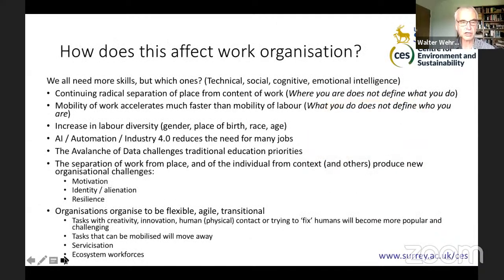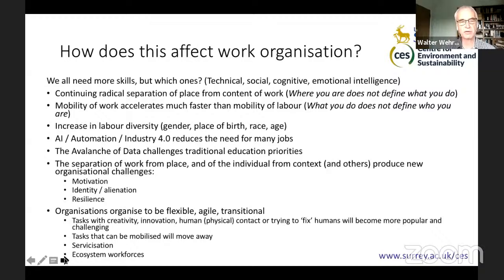How this affects work organization, I think is fairly straightforward. We need more skills, and all the future of work reports that I've been pilfering in the last couple of weeks to prepare myself for this show say that we need a lot more skills. Most of the not so good reports then say, yeah, then everybody needs to be more skilled. I think that doesn't really have a lot of differentiation. We need particularly more technical, social, cognitive, and emotional intelligence. It is not anymore somebody who can do a physical job, but it is about the human to human interactions. It's about the human to society interactions and so on and so on.